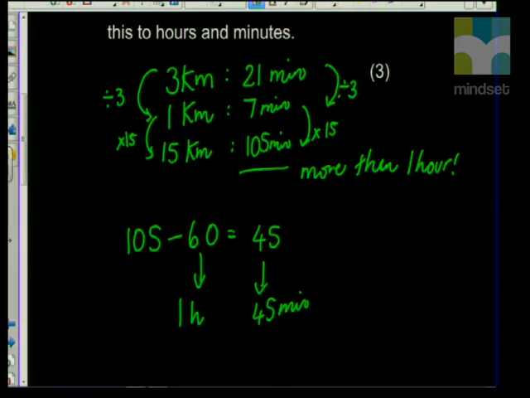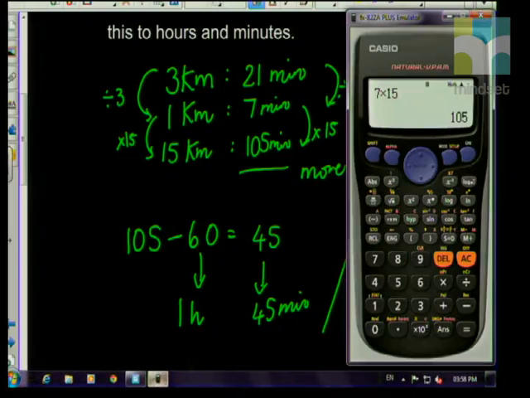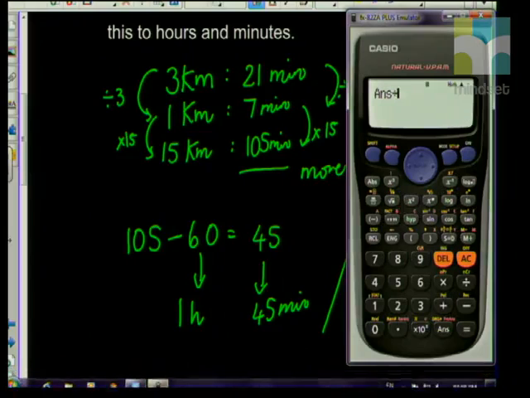So that's one method. Another method is to say 105 divided by 60. Why am I dividing by 60? We're dividing by 60 because there's 60 minutes in 1 hour. If I do this on my calculator, lucky I've got my 105 already there, divided by 60.